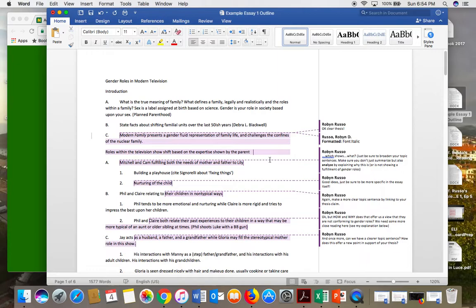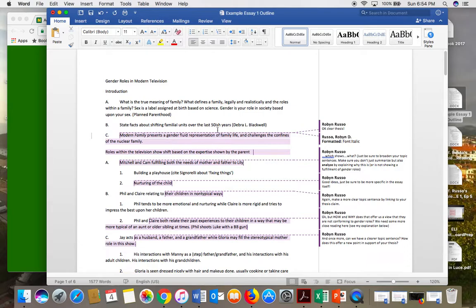However, if we look at his A, B, and C right there, those topic sentences, I had a question on all of them, and that question was essentially the same. What does this show? His first one, Mitchell and Cam fulfilling both the needs of mother and father to Lily. Okay, Mitchell and Cam do that, but how or why does that support your thesis statement that that's a gender-fluid representation of family life? One thing to think about when you're doing any type of analysis is you don't want to assume that your reader knows that topic as well as you do. And indeed, I don't know Modern Family that well, so I was really confused by this.